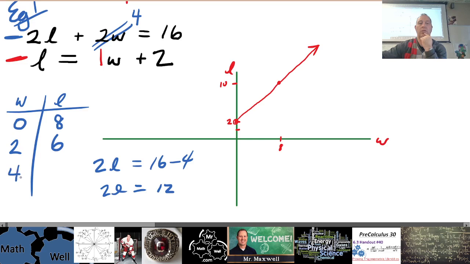What about 4? So 2 times 4 is 8. So 2 times L plus 8 is 16. So 2 times L has to be 8. L has to be 4. Okay. Is that all we need to graph? We got 3 points, so I guess we could graph that.